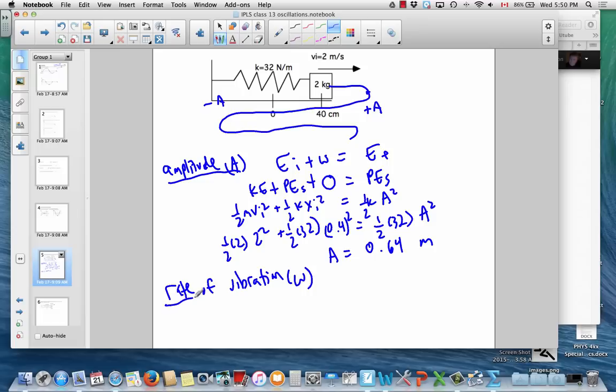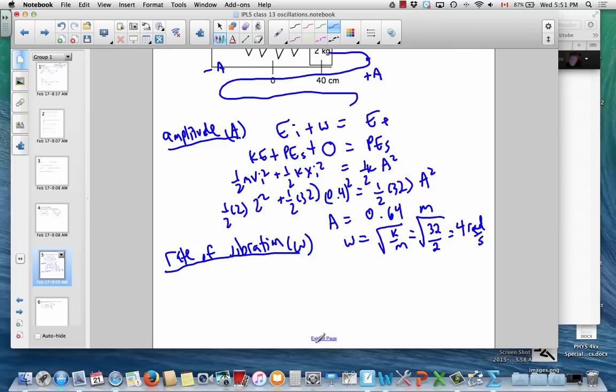The next thing we need is the rate of vibration, omega. Now that's given by the root of k over m. So it varies with the root of the elastic constant, that's 32, and inversely with the root of the mass. So that's root 16, which is 4 radians of oscillation for every second.